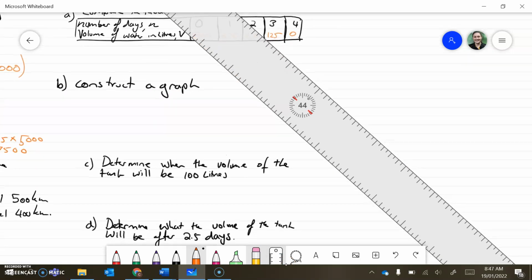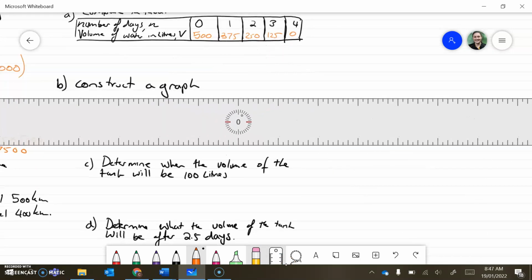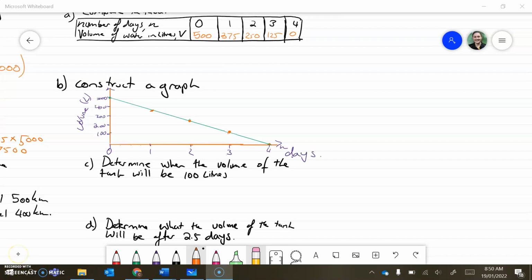And we need to construct our x-axis and our y-axis. Okay, so you need to make sure that your x and y-axis are scaled, so you need to use a ruler, making sure that you include all the values in your table of values and you have an even axis. I've just drawn that off the clock just because time is running out in the video.